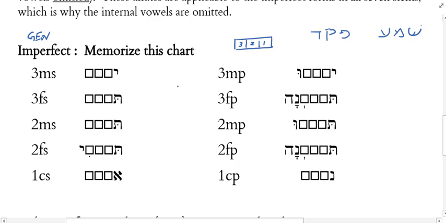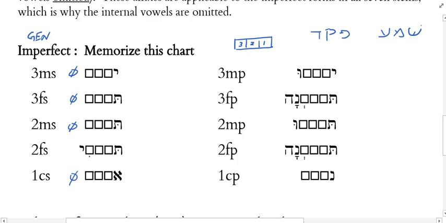So here's what I want you to see. To say he will do something using the imperfect, it's going to use a prefix yod, and my ending is nothing, 0 ending. If I want to say she will do it, 3fs, it's a prefix tav, and notice after root 3 there's no ending, so the ending is 0. If I want to say you man will do something, I use a prefix tav and no ending. And if I want to say you woman will do something, I use a prefix tav and a hiriq yod after root 3. So there is an ending there.